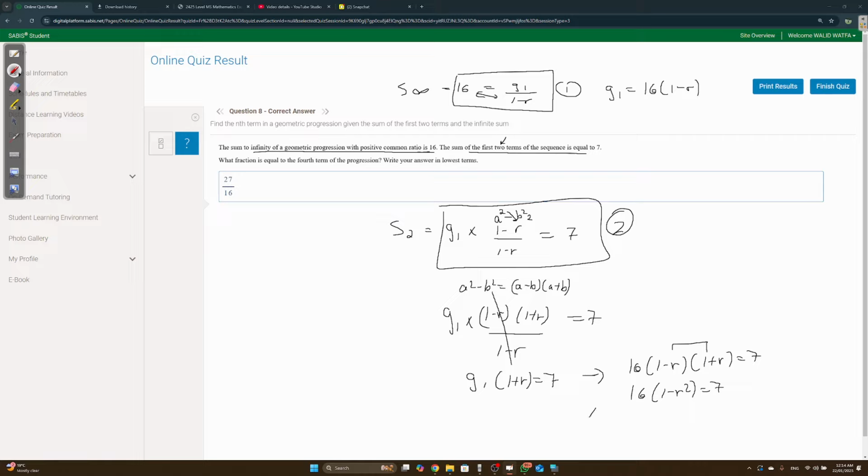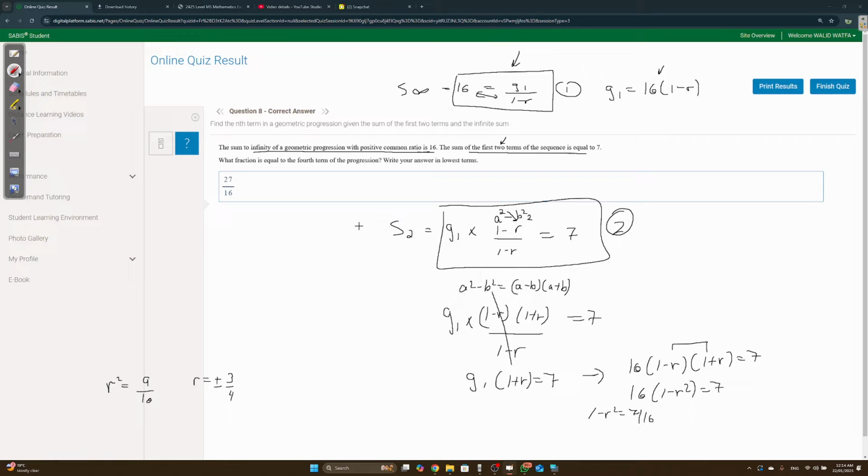Take 16 to the other side, you're going to get 1 minus r squared is equal to 7 over 16. You're going to solve this, you're going to get r squared is equal to 9 over 16. So you're going to get r is equal to plus or minus 3 over 4. How do you check which is which? You go back here. Actually, no, it can work for both positive and negative.